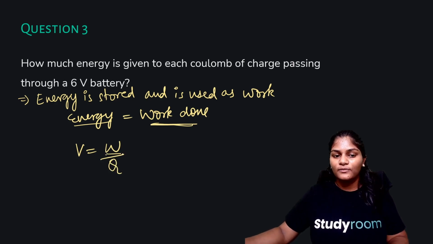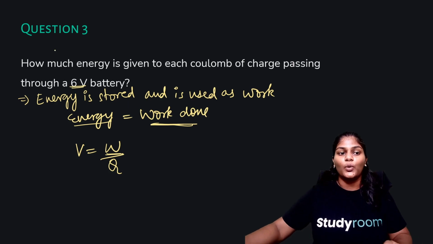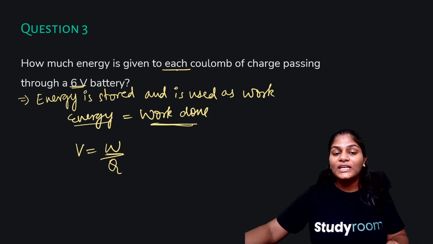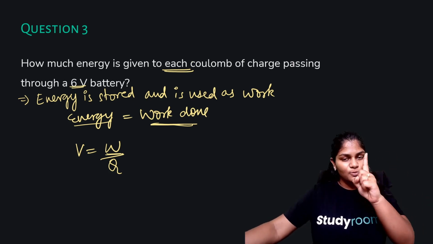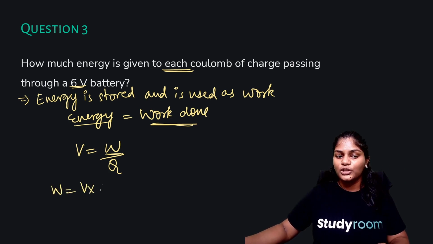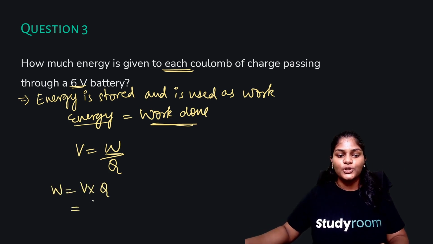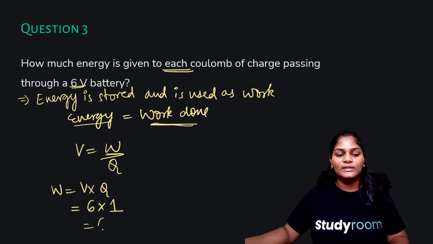So if we want to find work done, we know the potential difference is given as 6 volts, and how many coulombs of charge? Read the question. It's given to each coulomb of charge. That means each 1 coulomb of charge. Each means just a single. So here work done is nothing but V into Q. What is V here? 6 volts. What is Q here? It is 1 coulomb. So the answer is 6, and the unit of work is joules.